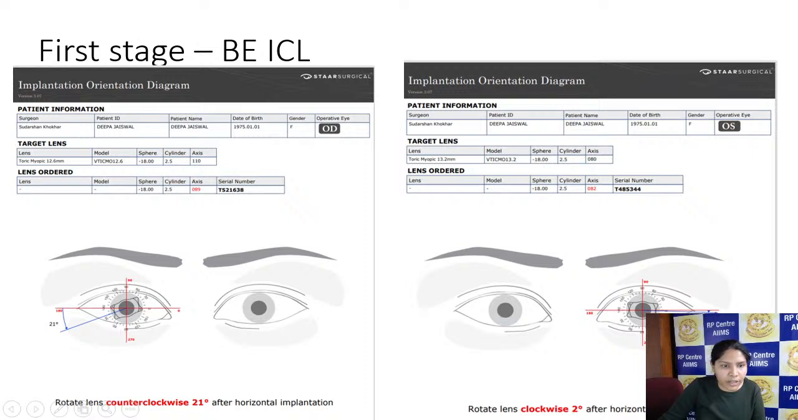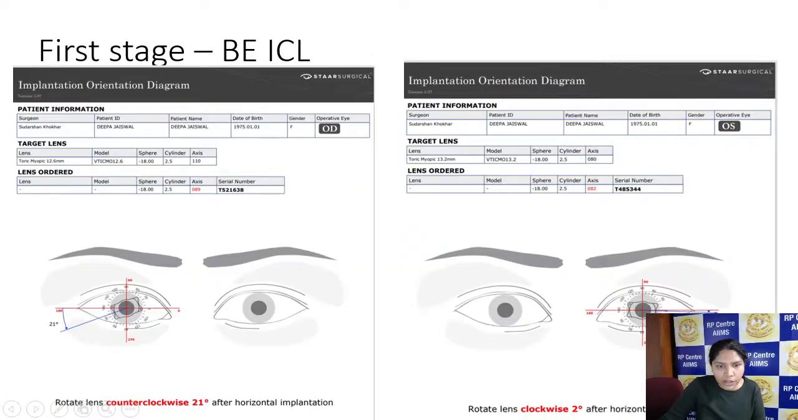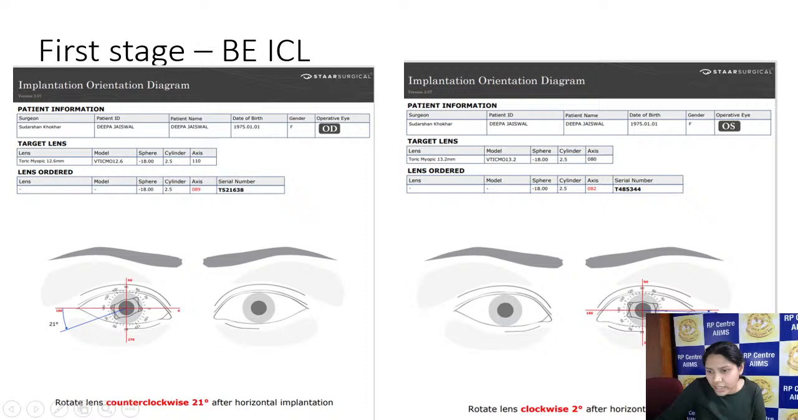So the power calculated was -18 sphere with 2.5 cylinder at 89° axis, and for the left eye it was -18 sphere with 2.5 cylinder at 82 axis. So the target lens was at 110° axis, but what we got was an 89° axis. So we had to hence place it 21° counterclockwise. Similarly, for the left eye, the target lens was at 80 degrees, and the lens which we got was 82 degrees. So hence we had to rotate it clockwise by 2 degrees.